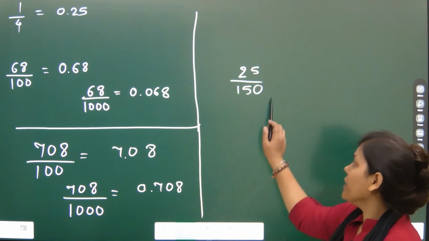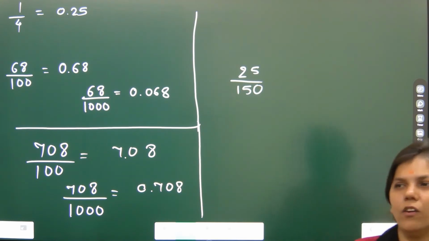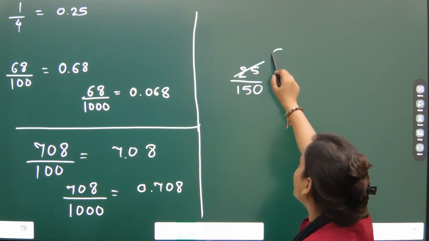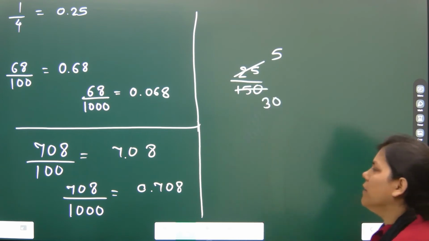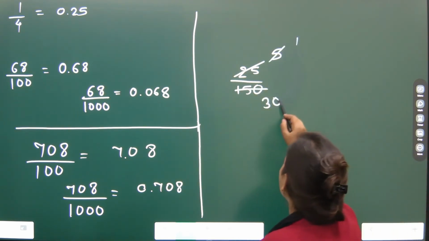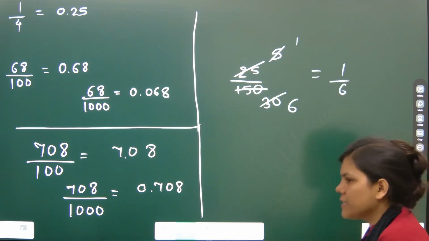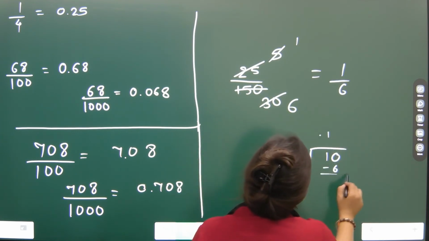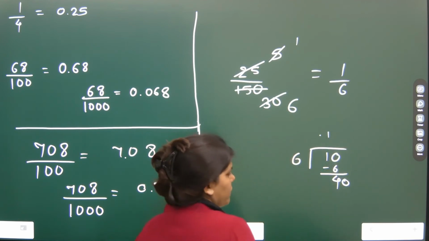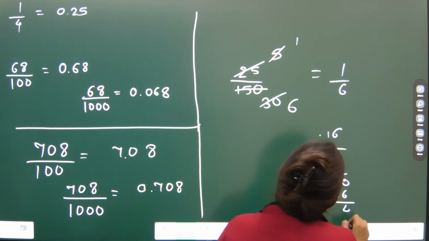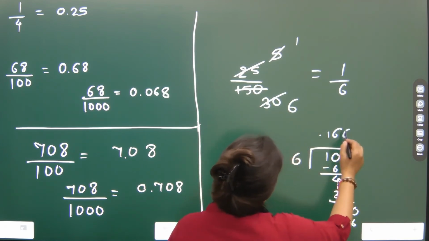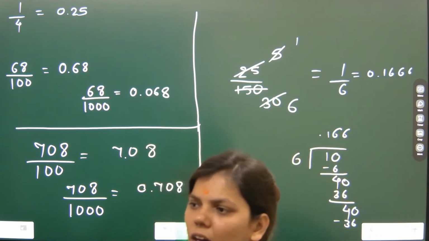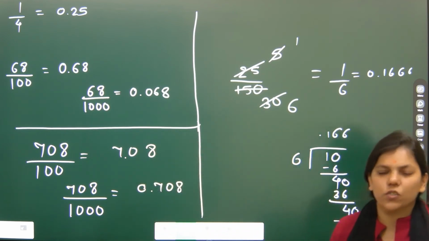So now here it's 150 and not 100. It's not 10, not 100, not 1000. So what will we do? We will reduce it to the lowest form. Cancel it by 5. 5 5s are 25. 5 30s are 150. Then 5 1s are 5. 5 6s are 30. So this is 1 by 6. Now dividing. So 6 1s are 6, remainder 4. 6 5s are 36, 6 are 36, remainder 4, and so on. Okay. So this will be 0.1666. Understood? So this is how you can convert the fractions into decimal.